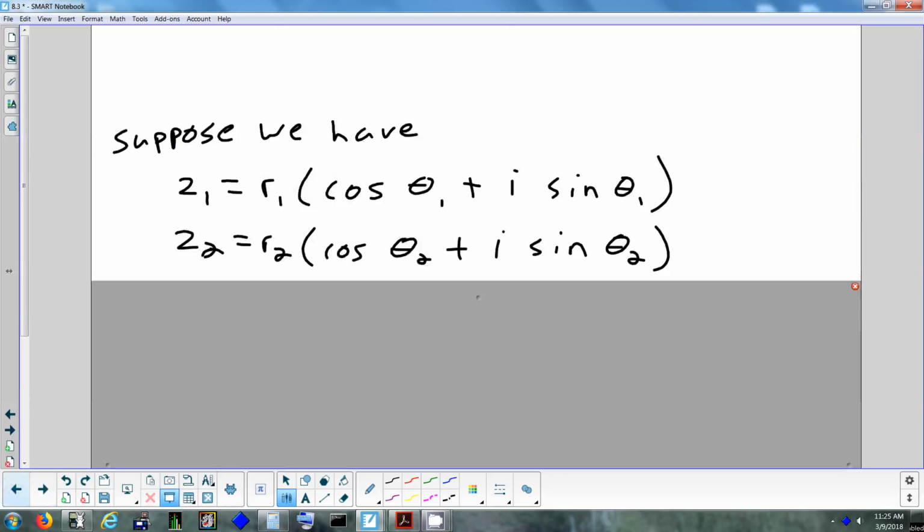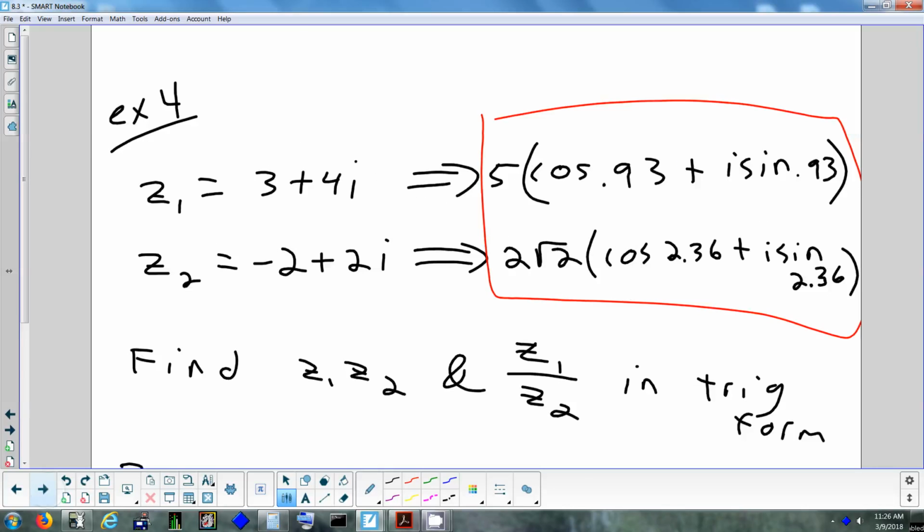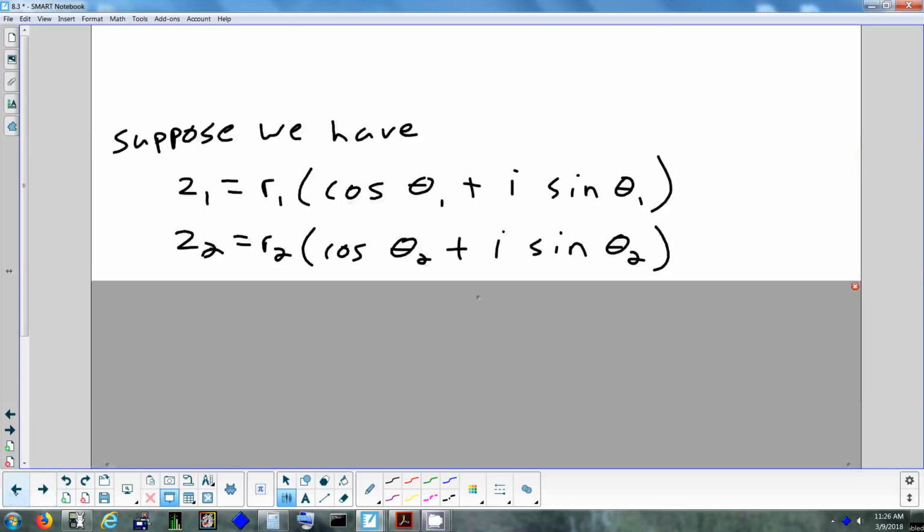Each number has an angle. The angles don't have to be the same. Just like when you divide, you don't have to divide numbers that are the same. So in my problem, the first angle is going to be 0.93. The second one is going to be 2.36. For now, I'll just call them first angle, second angle. Theta 1, theta 2.